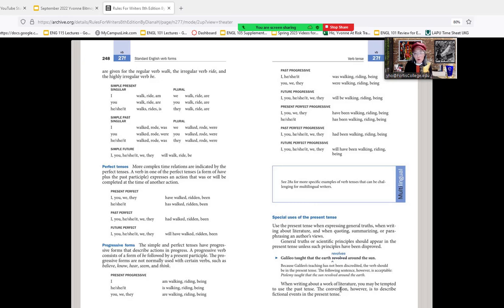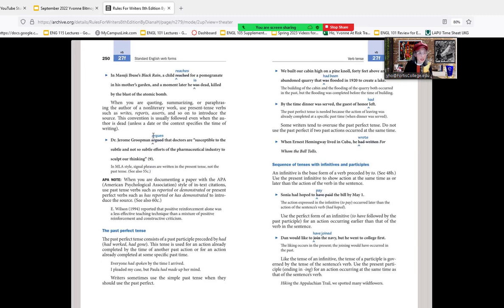When writing about a work of literature, you may be tempted to use the past tense. The convention, however, is to describe fictional events in the present tense. So in the play Romeo and Juliet, Romeo falls in love with Juliet. So they use the present tense. In Masuji Ibuse's Black Rain, a child reaches for a pomegranate in his mother's garden, and a moment later he is dead, killed by the blast of an atomic bomb.